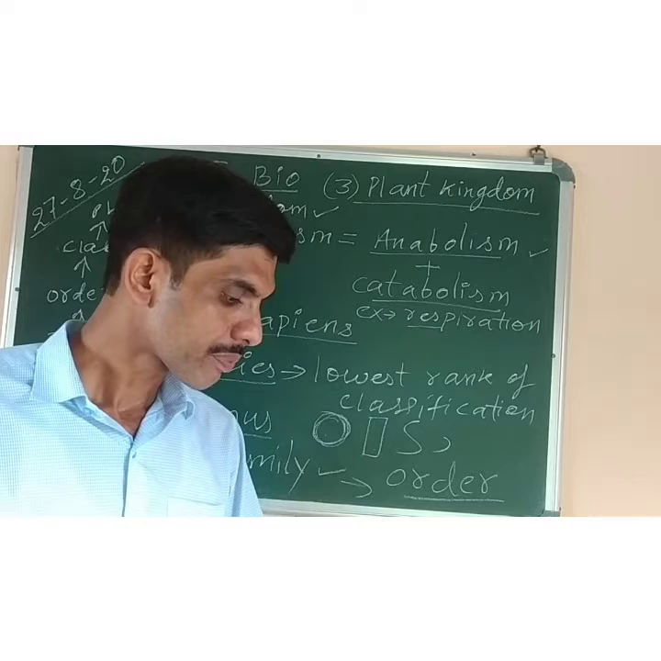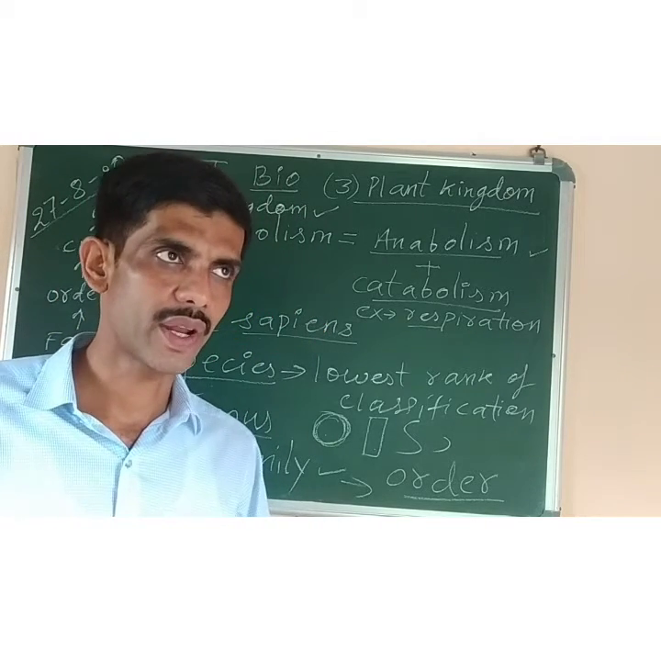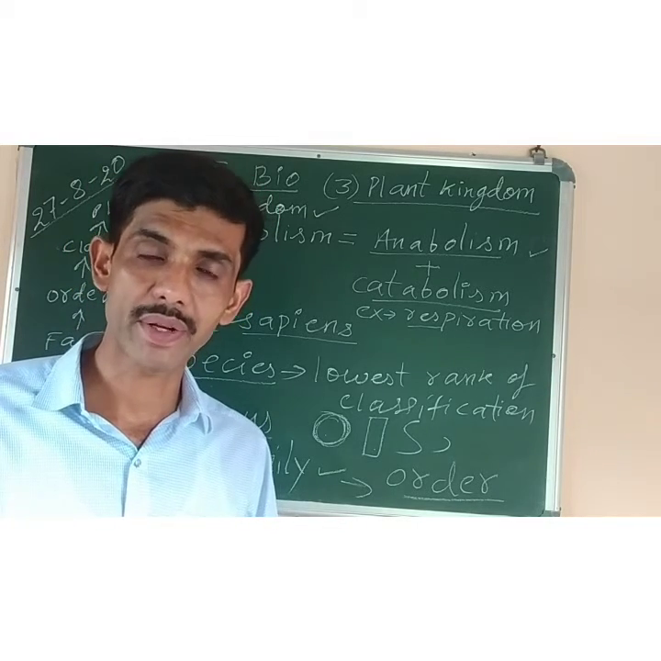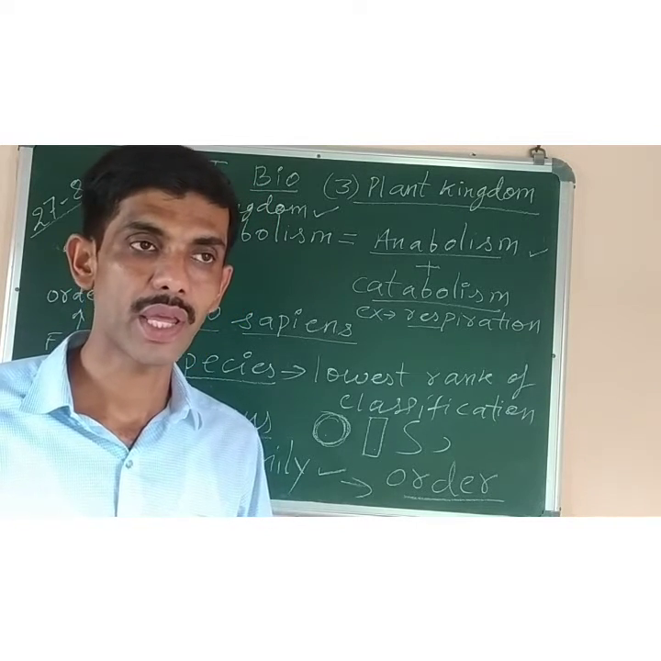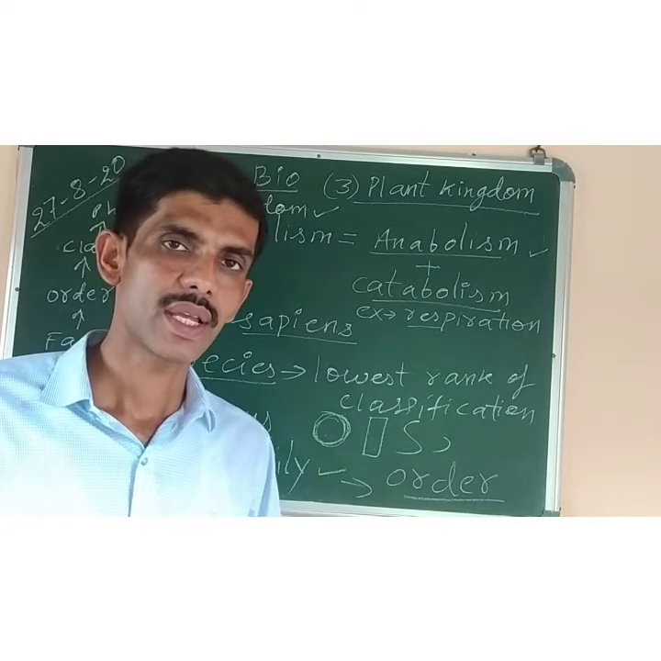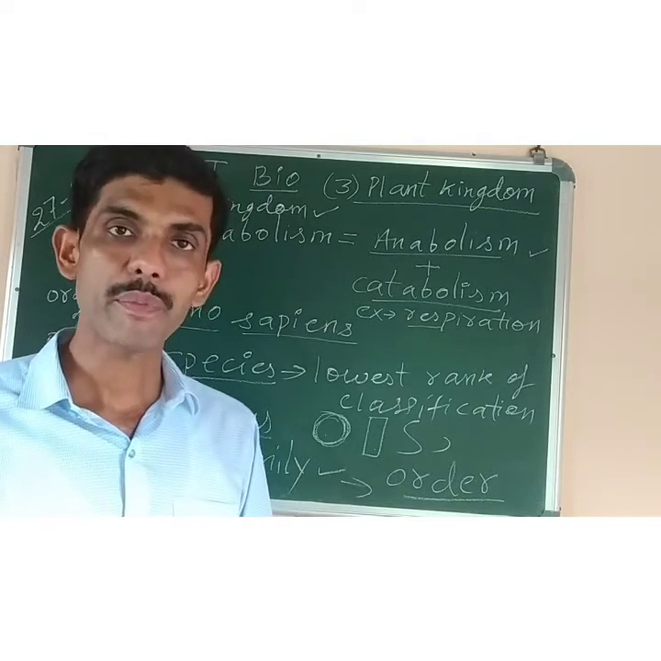Now next, some of the bacteria are autotrophic, as I already said, because they contain chlorophyll, so they can make their own food. Bacteriochlorophyll is present inside their body. But the majority of them are heterotrophic, that is, they can be saprophytic or they can even be parasitic.